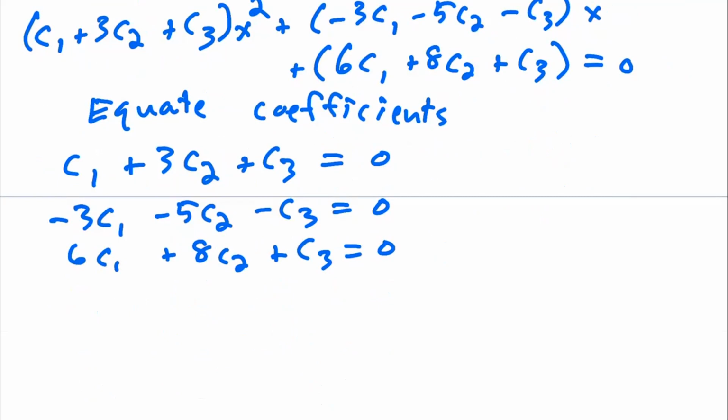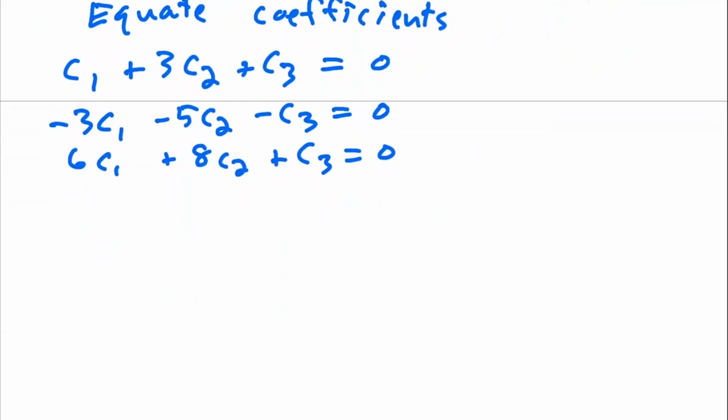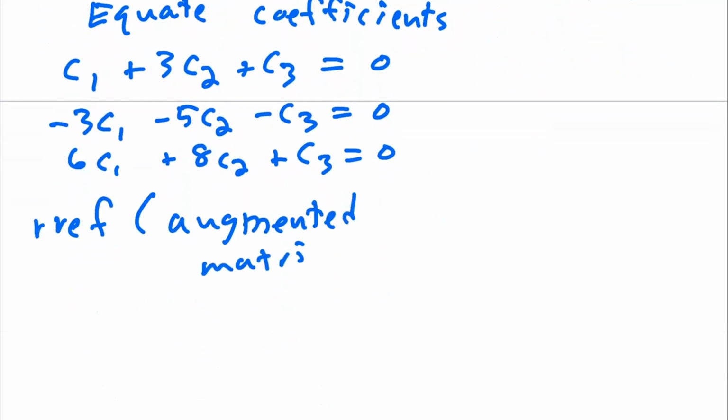Then I probably just want to solve. I don't have a calculator handy, but I happen to know that if I do reduced row echelon form of my augmented matrix, for linear independence, what am I looking for? What's my goal? You don't want any free variables. Actually, I'm looking for free variables. If there are free variables, that means there are non-trivial solutions, and that means it is linearly dependent. So I'm looking for free variables.